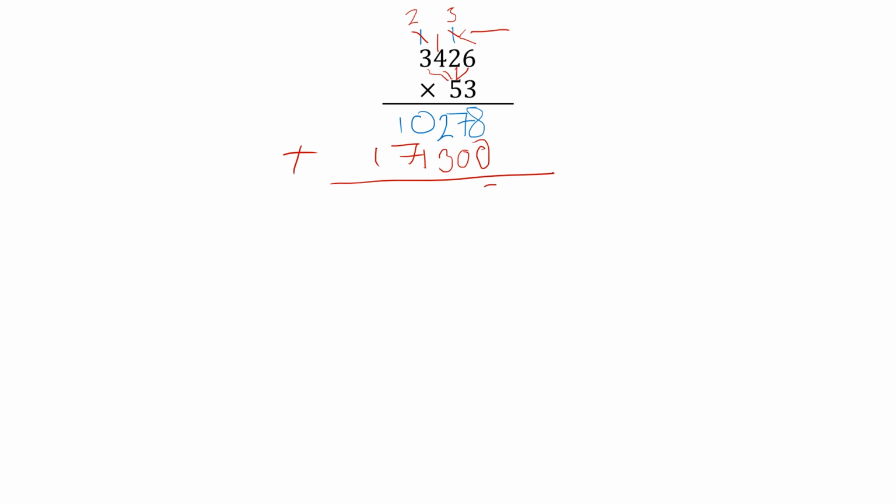8 plus 0 is 8. 7 plus 0 is 7. 2 plus 3 is 5. 0 plus 1 is 1. 1 plus 7 is 8. And then our 1 all by his lonesome is just 1. So our answer is 181,578.